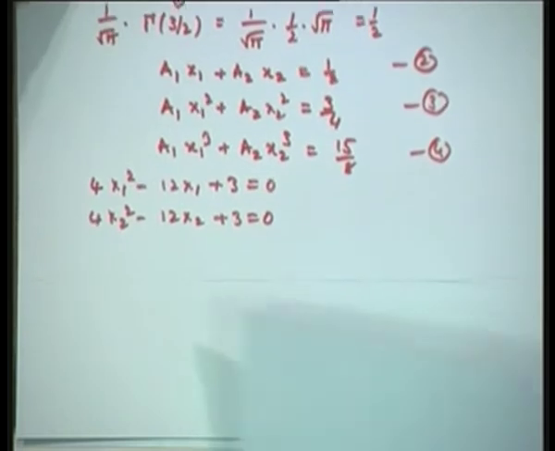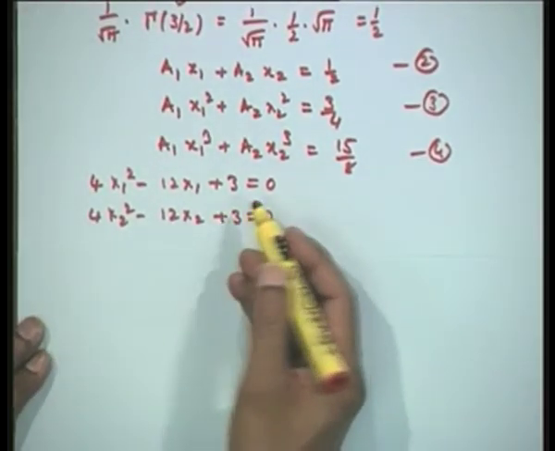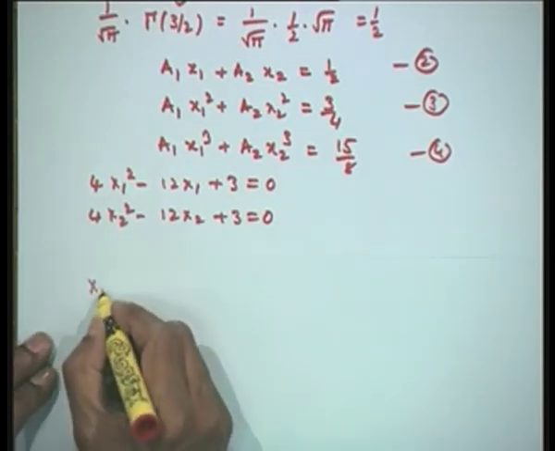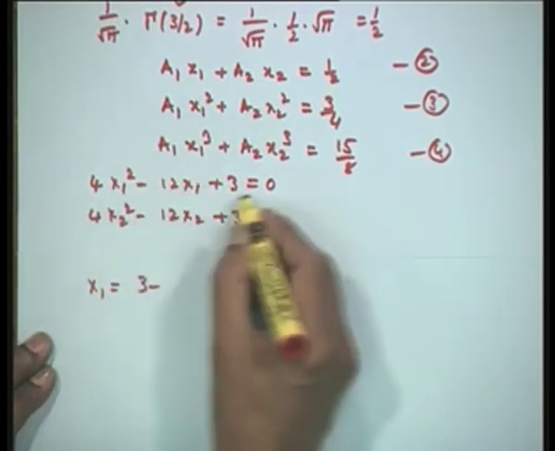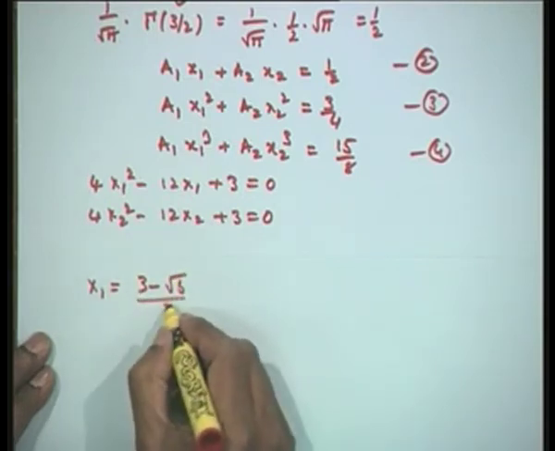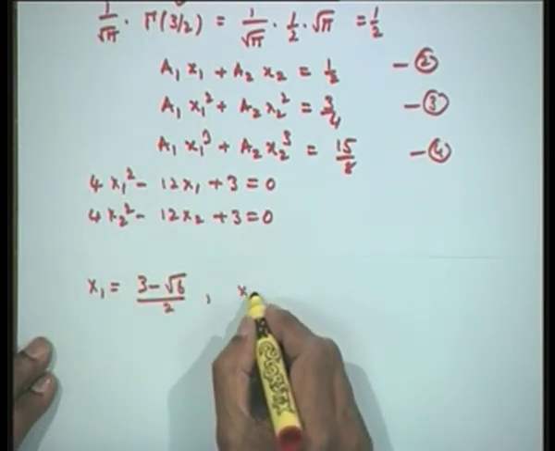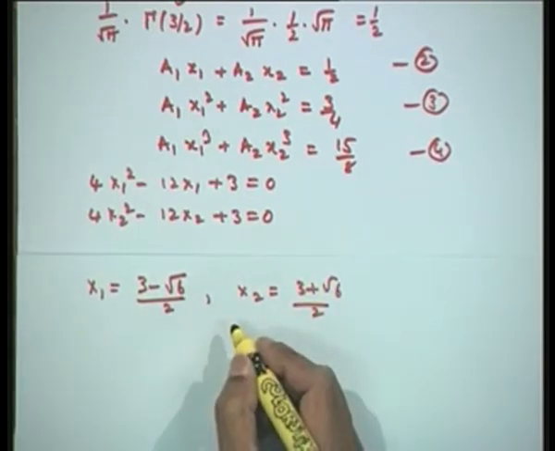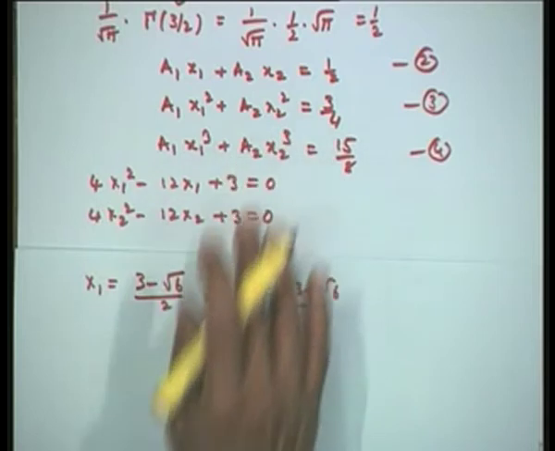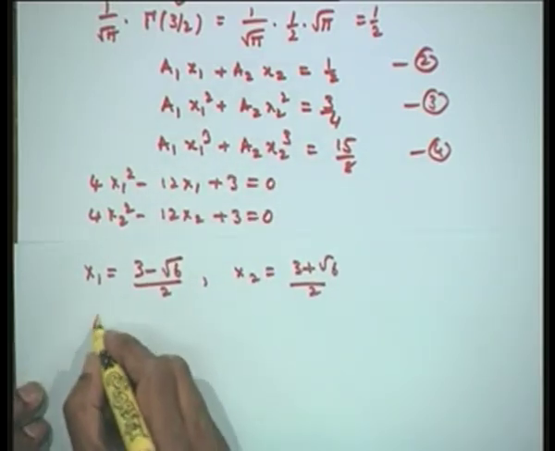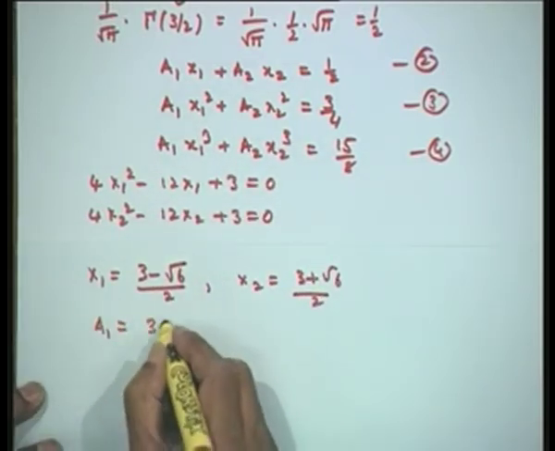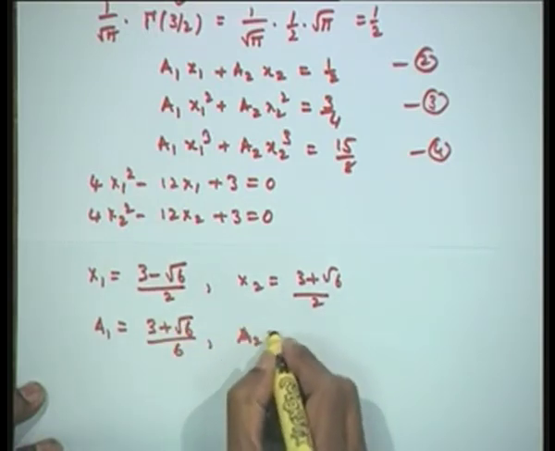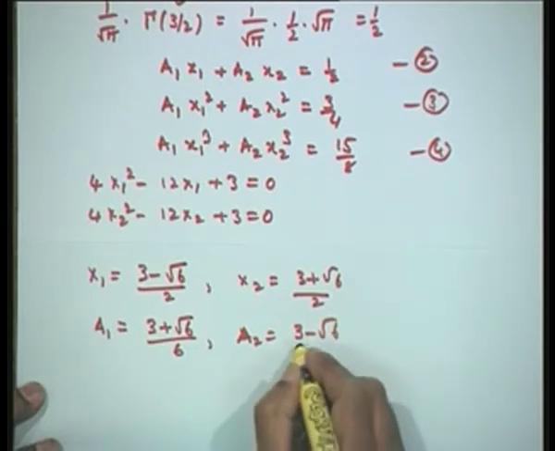Obviously, because of the structure of the formula, one will be one of the roots, the other will be the other root. Therefore, the two roots are x1 equal to 3 minus root 6 by 2, and x2 is equal to 3 plus root 6 by 2. Then substitute back the values and get my values of a1 and a2. a1 is 3 plus root 6 by 6, a2 is 3 minus root 6 by 6.